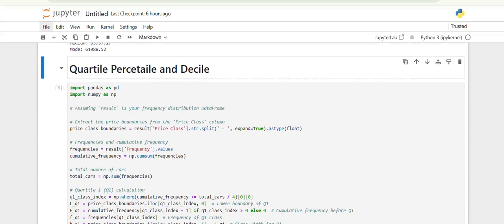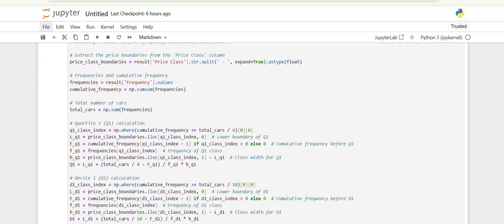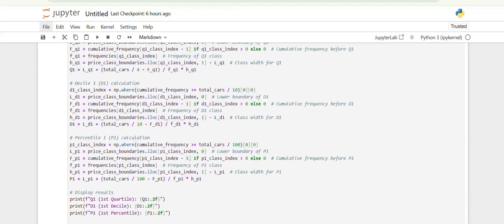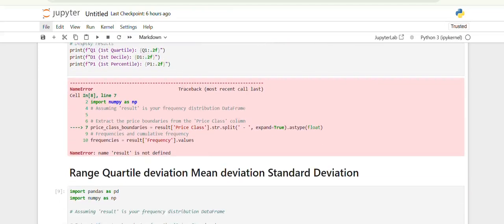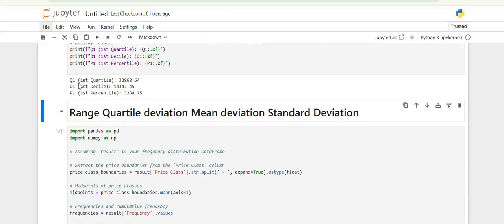Quartile, percentile, and decile. These are the basics, and they are also related to the median and mode. Here we can see that we apply the whole formulas manually for the length, for the frequency, for the cumulative frequency, for the width. And here we apply the formula of the quartile, same as we apply the formula of percentile, same as we apply the formula of decile. By running the cell, we can see the output: quartile 1, decile 1, percentile 1.